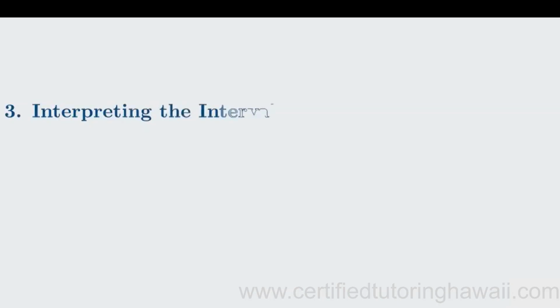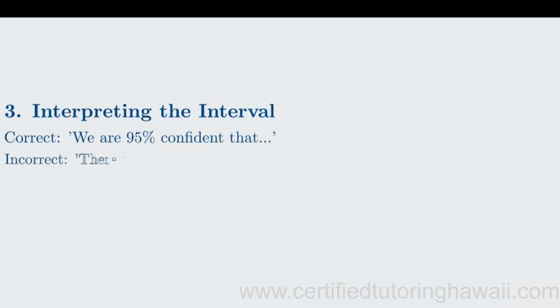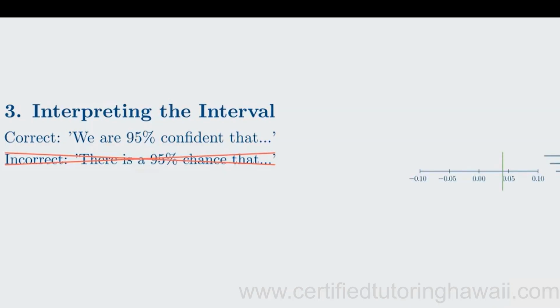Finally, be careful with your interpretation. We are 95% confident that the true difference is in our interval. This is correct. Incorrect is saying, there is a 95% chance that the difference is. A confidence interval doesn't tell us the probability that the true difference is in a specific range. Once the interval is calculated, the true difference is either in it or it isn't. The 95% confidence refers to the method. It means if we took many samples and built an interval from each, about 95% of those intervals would successfully capture the true difference between the populations.